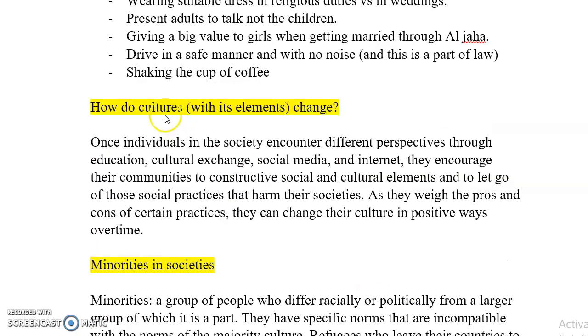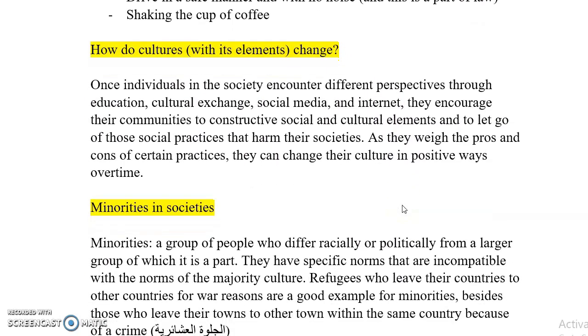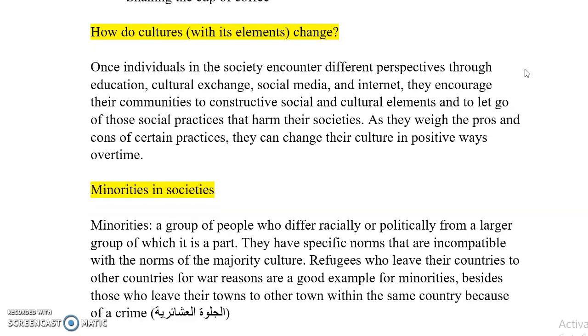Okay. How do cultures with its elements change? It is necessary to get this idea. How do cultures change? We've mentioned before that every community or every culture has its own elements. So by the end, we have different cultures. Because of that, once somebody goes to live or to study in a new country, he will face cultural shock. This cultural shock happens because of the changes between these cultures. So we will see how cultures change.